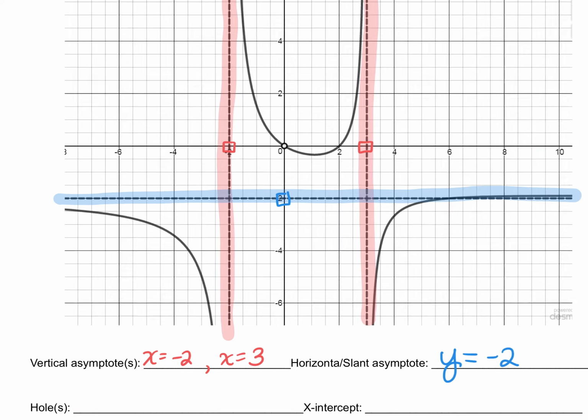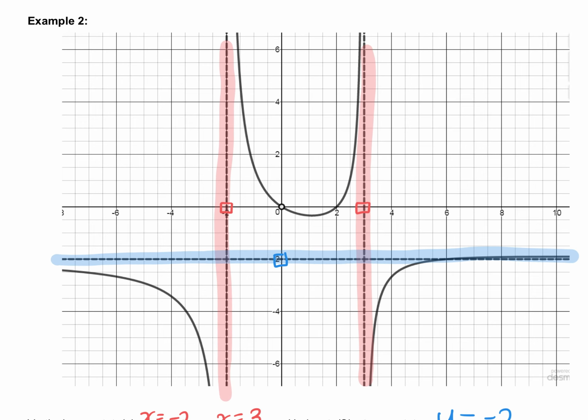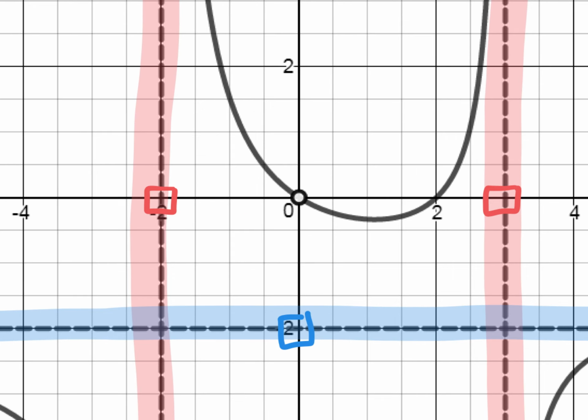Okay, next up, we're going to look for any holes in the graph and intercepts. So now when you look at this graph, you can see right in the center of the graph, there's an open circle. That open circle denotes that there is a hole in the graph. And what that means is that everything to the left of the hole and everything to the right of the hole exists. But when you get to that specific ordered pair, there is no value for that function.